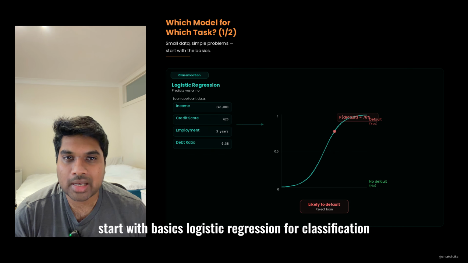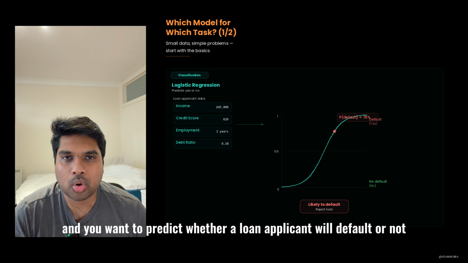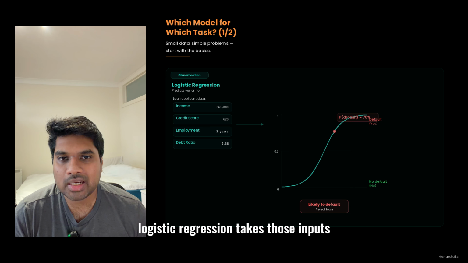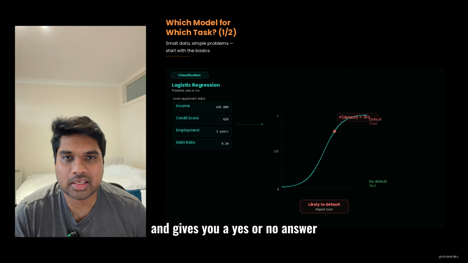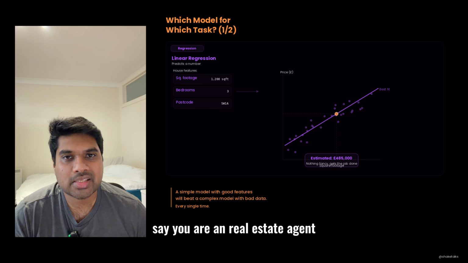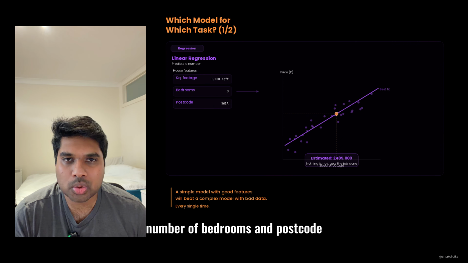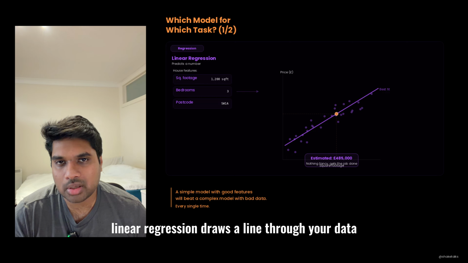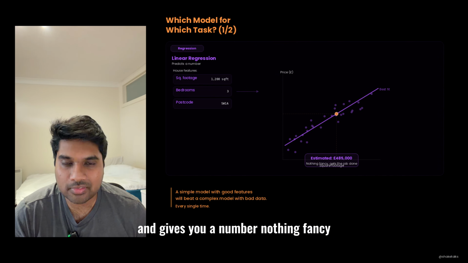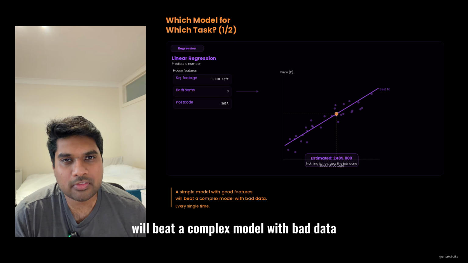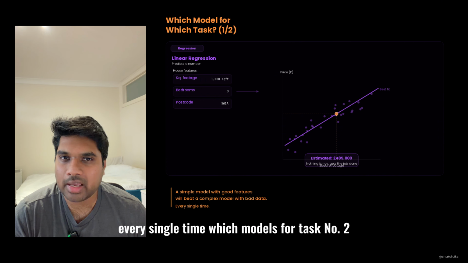Logistic regression for classification. Say you are a bank and you want to predict whether a loan applicant will default or not. You've got a spreadsheet with their income, credit score and employment history. Logistic regression takes those inputs and gives you a yes or no answer. Say you are a real estate agent and you want to estimate a house price based on square footage, number of bedrooms and postcode. Linear regression draws a line through your data and gives you a number. Nothing fancy, but linear regression does the job. A simple model with good features will beat a complex model with bad data every single time.